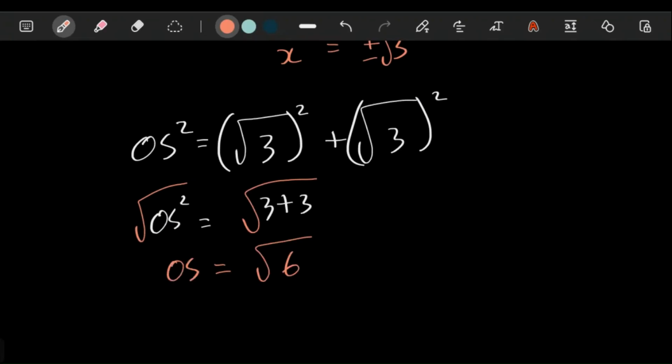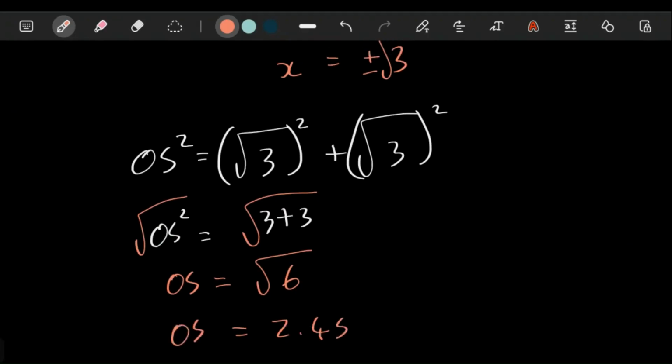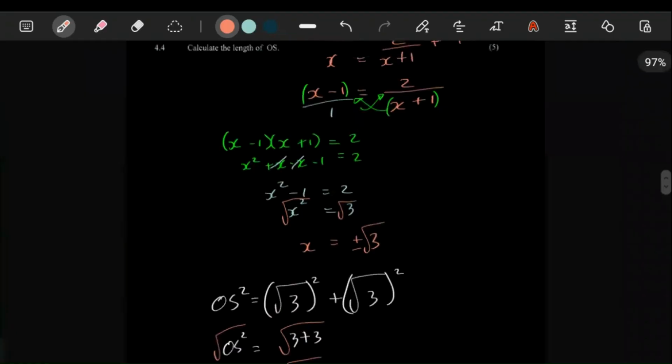So this is your answer. If you want to write it in 2 decimal places, you can say 2.45 in your calculator. There we go. So, very straightforward questions.